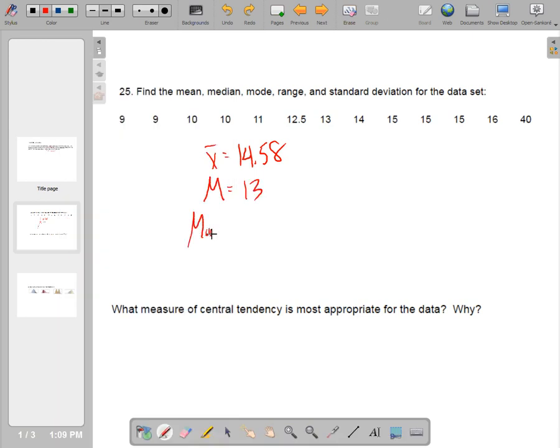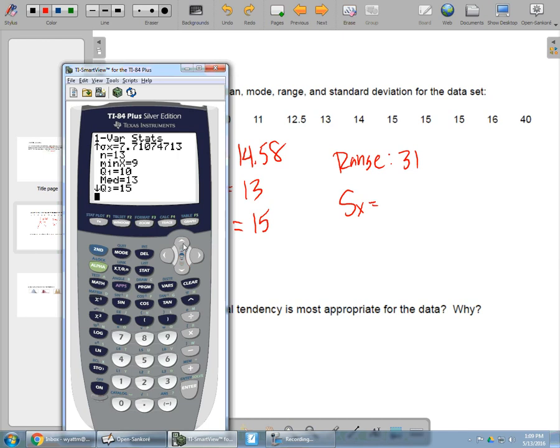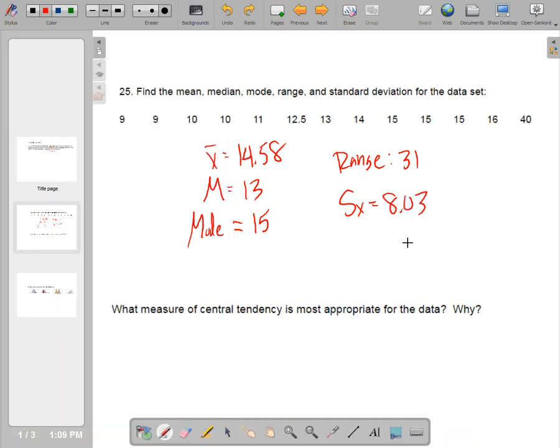The mode, which one happens the most, so if they're in order, that's usually easy to spot. Looks like there's 2 9s, 2 10s, there are 3 15s, so the mode is 15. What's the range? So the range, if they're in order, is also easy. 40 minus 9 is 31. And then the last one, the standard deviation, in your calculator, it'll do that for you. Standard deviation is Sx, which is 8.03. So that's it for our mean, median, mode, range, and standard deviation.